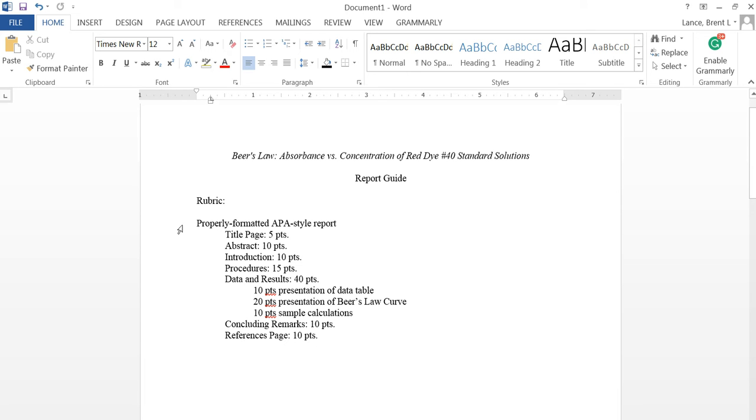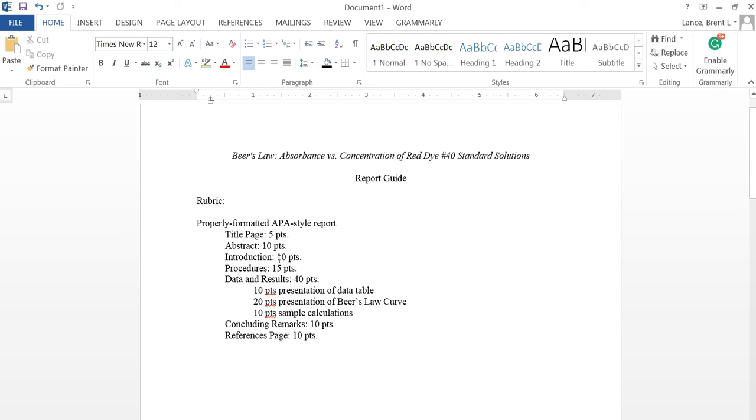And here I've given you kind of a guideline, like a rubric. If you look at 100 points for a properly formatted APA style report for this lab, the title page would be worth 5 points. So correctly formatting your title page gives you 5 points. A correctly formatted abstract with the proper information in it would be worth 10.